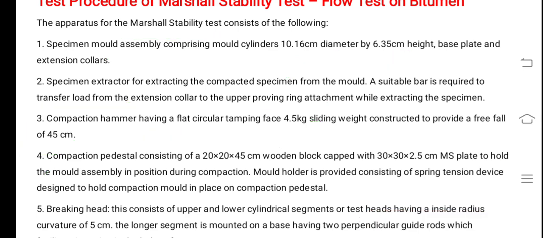Breaking head consists of upper and lower cylindrical specimens or test heads having an inside radius of curvature of 5 cm. The longer segment is mounted on a base having two perpendicular guide rods.